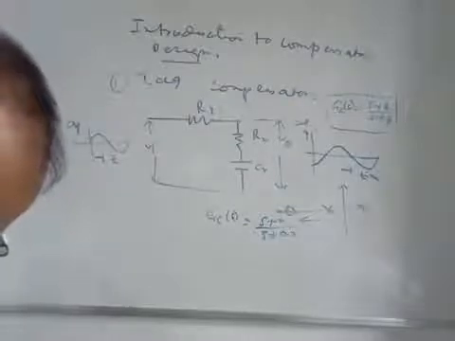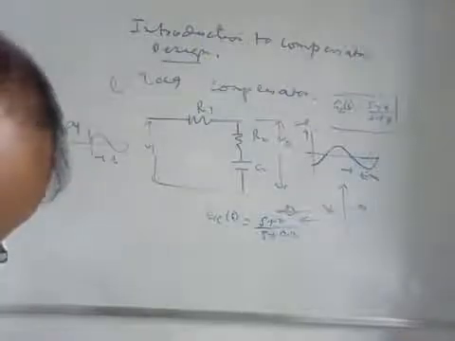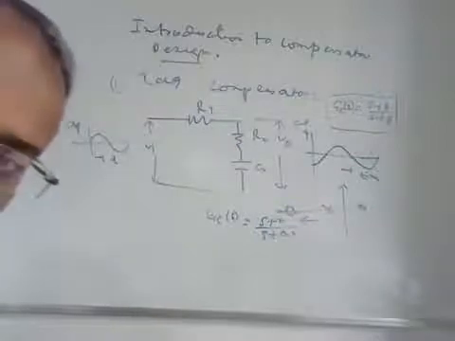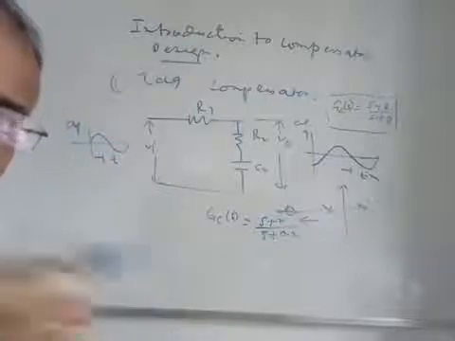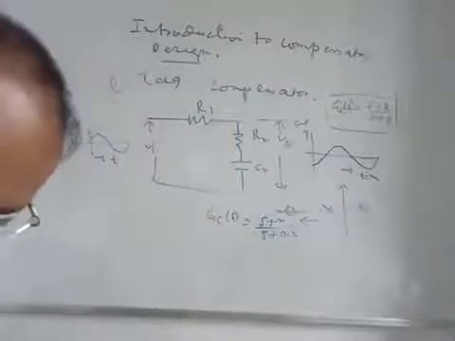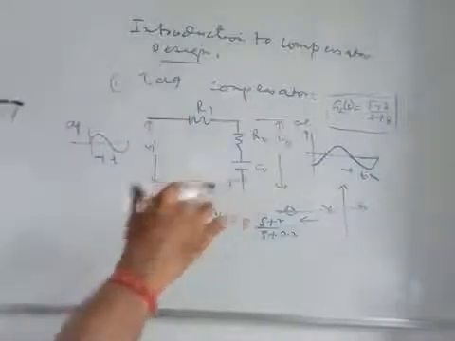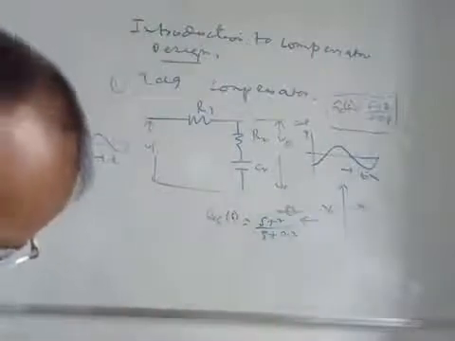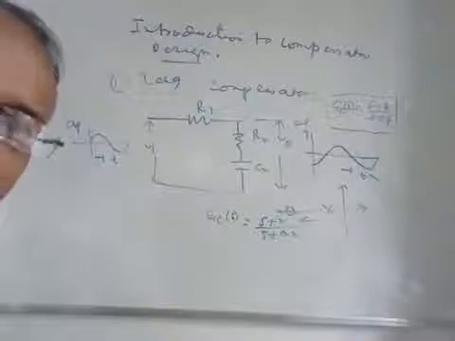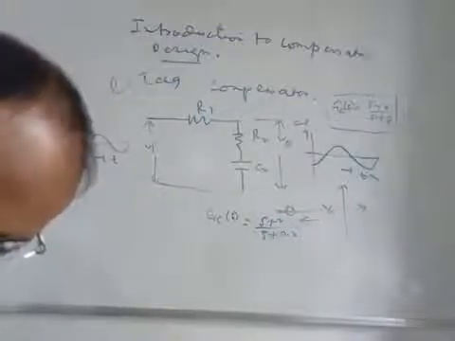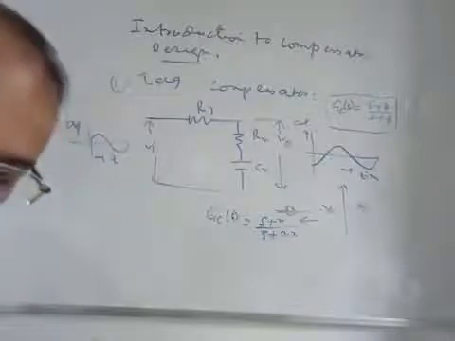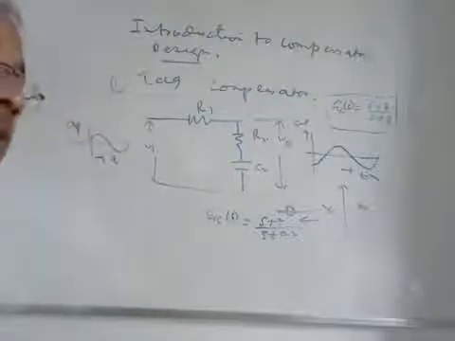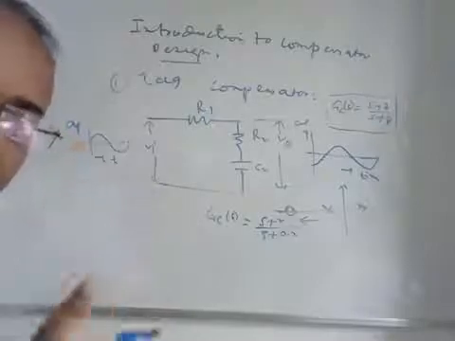But the advantage is that it allows the low frequency and attenuates the high frequency. That means it is one kind of filter, a low pass filter. Low pass filter means it allows the low frequency part and blocks the high frequency part, or tries to attenuate it. And due to the presence of this lag compensator, the steady state accuracy is increased. Steady state accuracy is increased means the error is decreased.